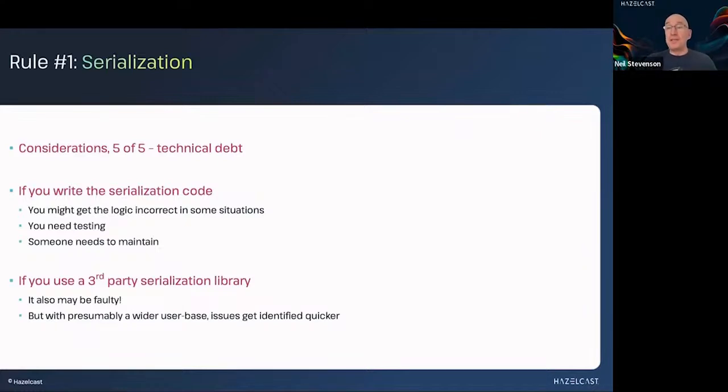There are third-party serialization libraries, and if you look at a library, you've got the current version is 2.5.4. Well, something was wrong with 2.5.3. It's just somebody else has developed it. Doesn't mean it's perfect. But if it's a common library, then faults get spotted quicker than in a rare library. So maybe not a bad idea.